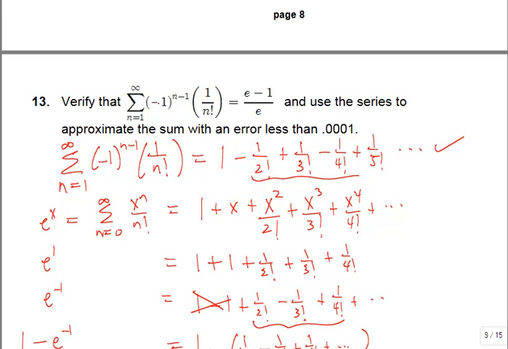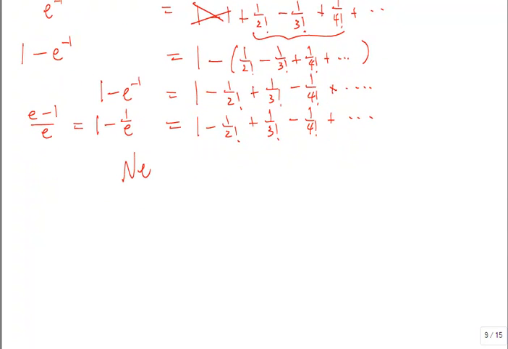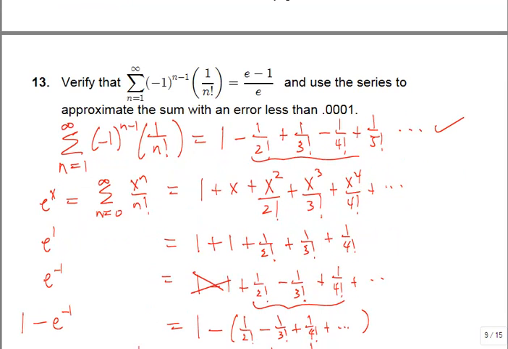Now we want to use this series to approximate the sum with an error less than 0.0001. So we need to find the first term that's going to be less than 0.0001. Now look at these generic terms up here. We're going to disregard the negative 1 because when we look at error, we look at the absolute value of it. So we're going to look at 1 over n factorial. This is our generic term.